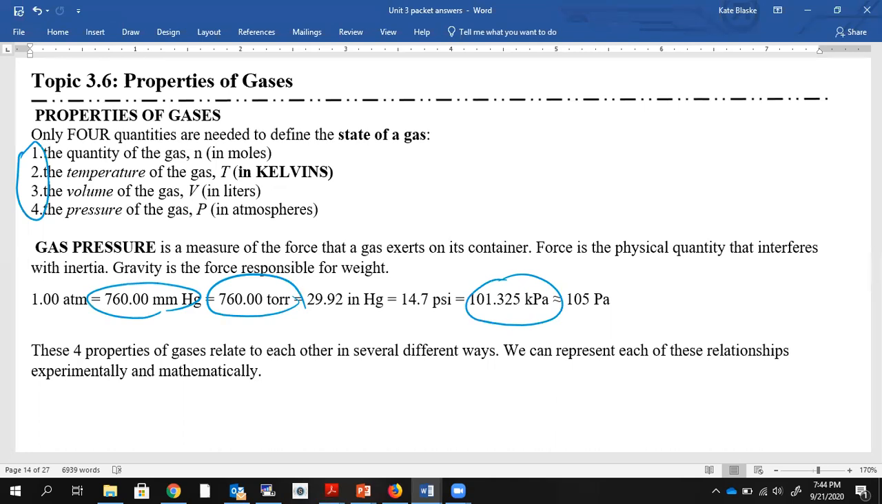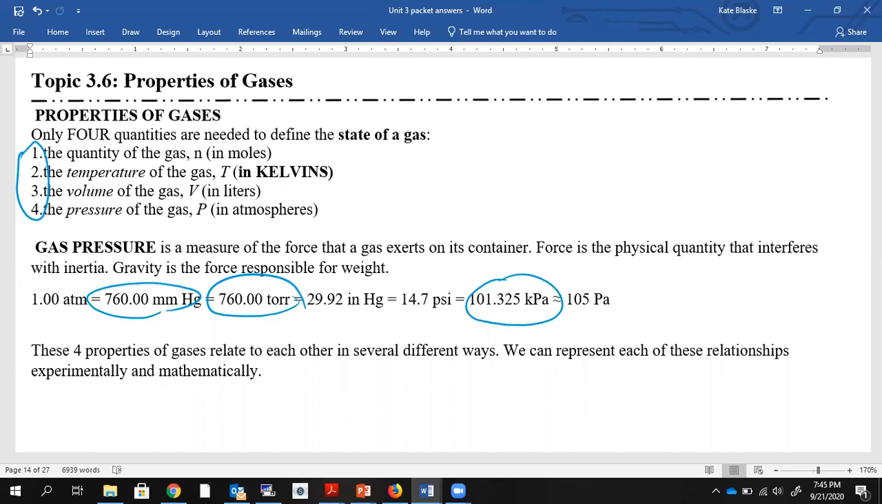Something that we need to be able to explain is what pressure actually is. Pressure is a force that happens when the gas particles hit the container. So gas pressure only happens when those particles hit the container. We do not create pressure when the particles bump into each other.